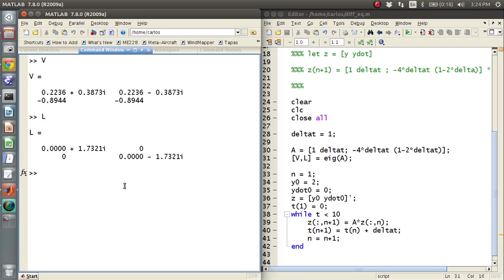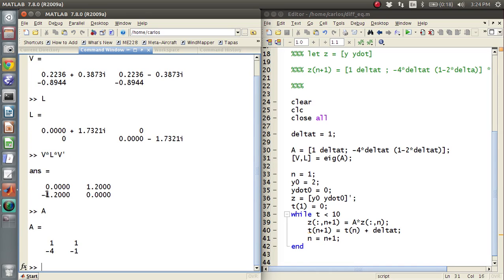And notice I get some imaginary components, but it doesn't matter. If I do V times L times V transpose, I should get A. And let's see, I didn't get exactly what L is, so let's see what's going on real quick.